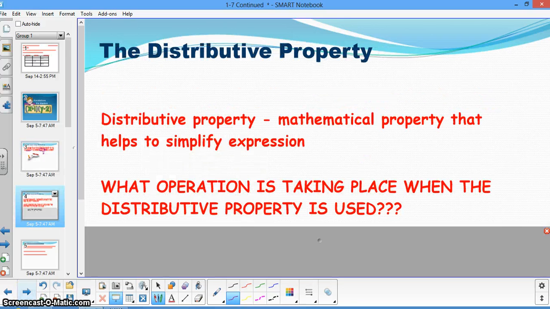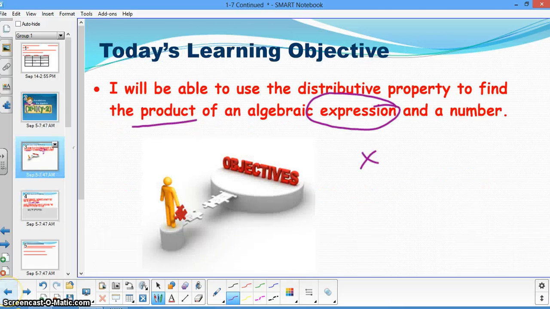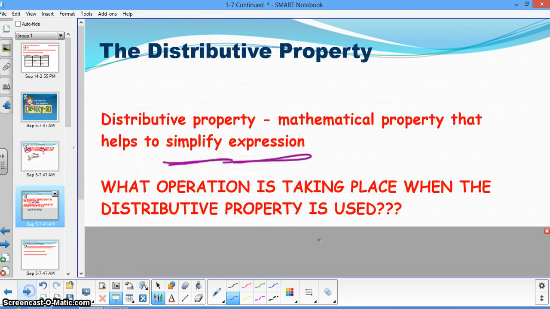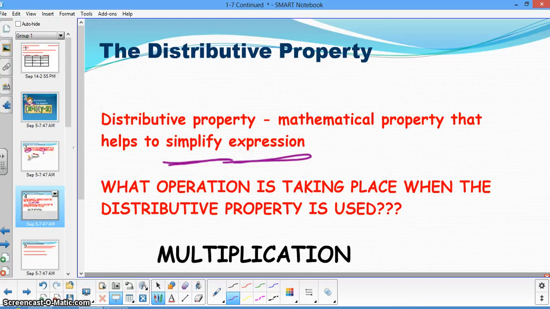Let's review some vocabulary. The distributive property is a mathematical property that helps to simplify an expression. Again, keyword simplify. There's no equal sign because it's an expression. Therefore, you are simplifying to make the problem to its lowest point. What operation is taking place when the distributive property is used? Well, let's look back. Right there in the objective, the operation being used is multiplication. We are multiplying when we use the distributive property.